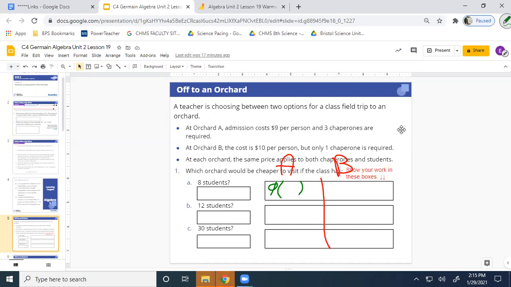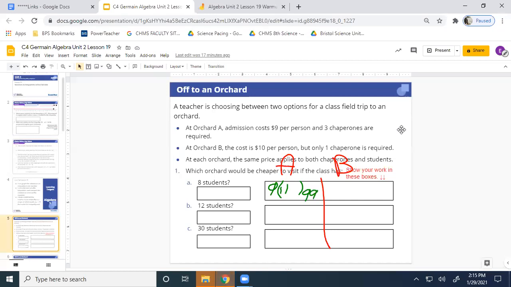I did Orchard A, 3 chaperones. Oh, okay, so then you just swap your answers. Yeah. So how many people are gonna go for Orchard A if 8 students have to go? 11 in total. 11 in total. So it's gonna cost you how much money to get in there? $99. Good. Does everyone see how we did that?